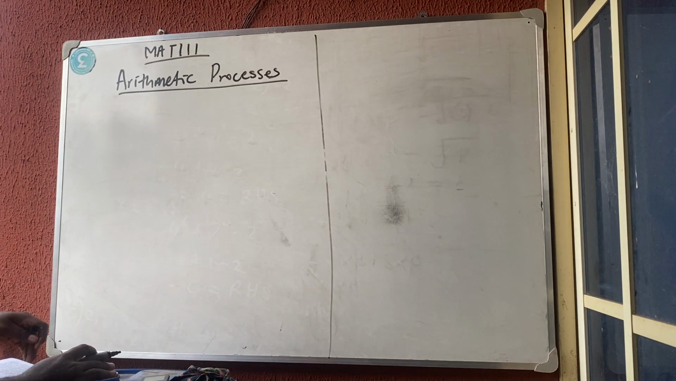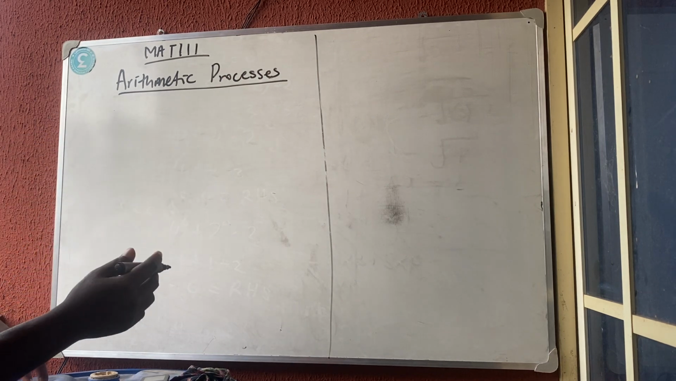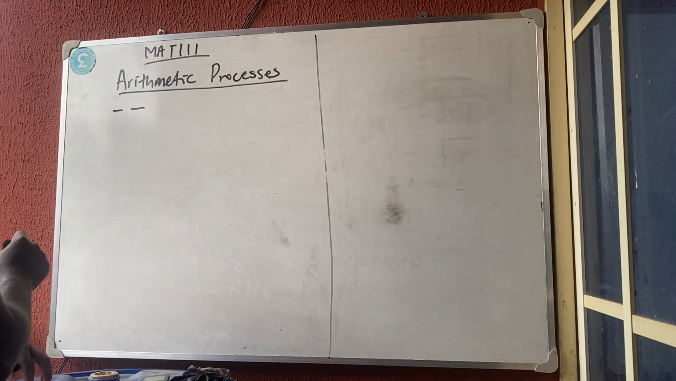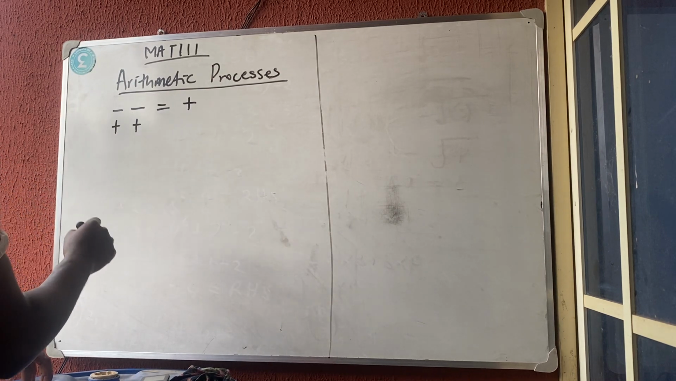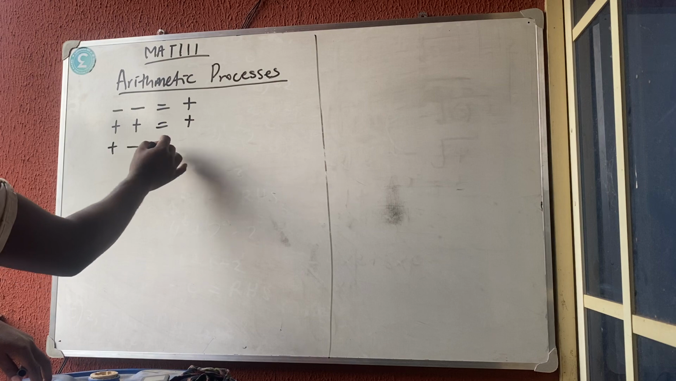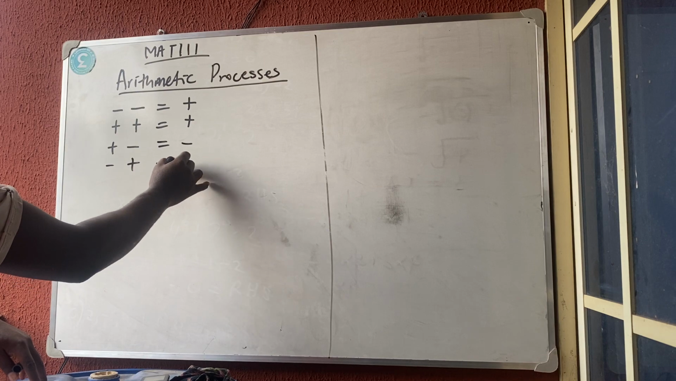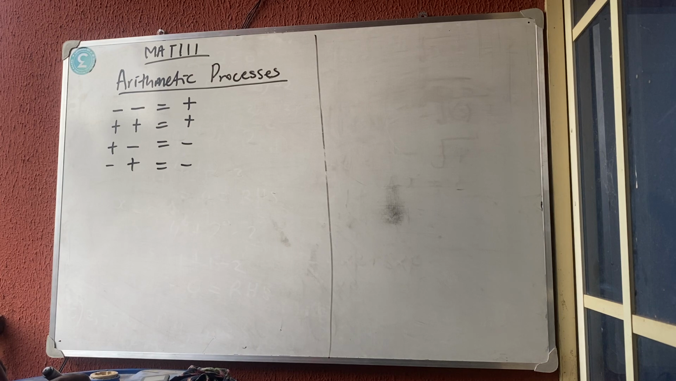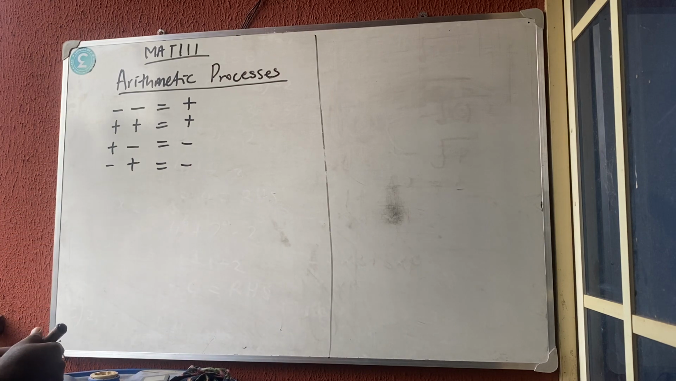The only thing you need to know here is that when the signs are the same, your answer is plus, but if the signs are not the same, your answer is minus. For instance, minus minus: the signs are the same, so my answer is plus. Plus plus, the signs are the same, so my answer is plus. Plus minus, they are not the same, so the answer is minus. Minus plus, they are not the same, so my answer is minus. So anytime you have the same sign, the answer is plus. If they are not the same, then your answer is minus.